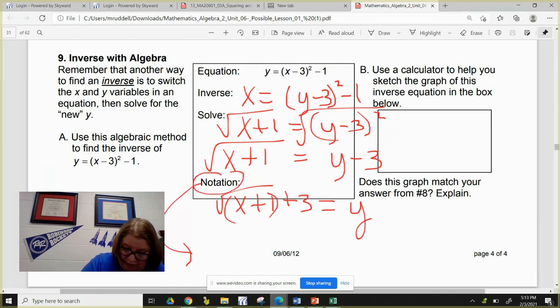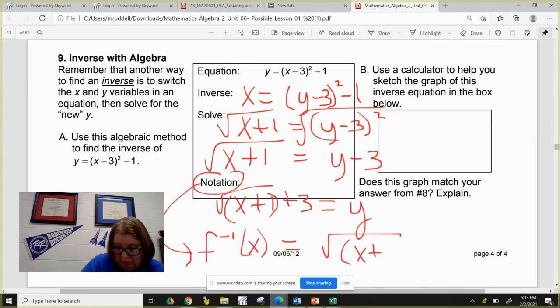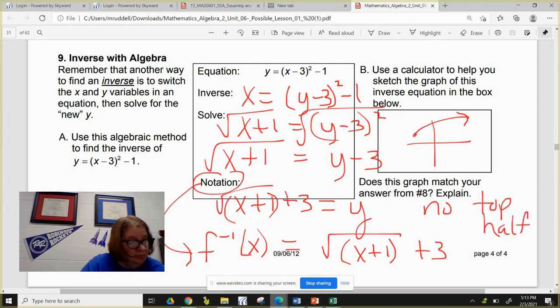This notation, I ran out of room, is the inverse of f of x equals (x minus 3) squared minus 1, which is the square root of x plus 1, plus 3. The graph looks kind of like this. Does it match from number 8? Nope, it's only the top half. Okay.